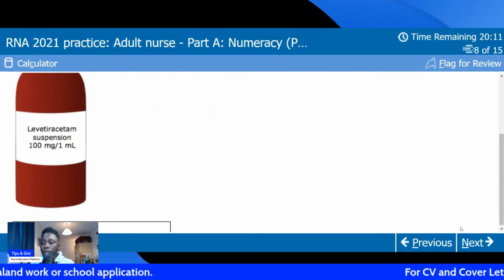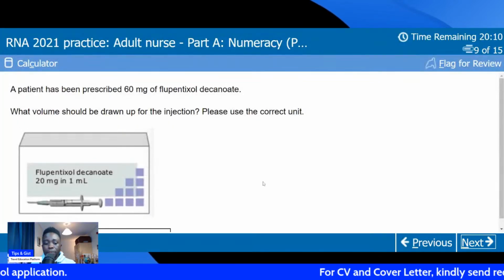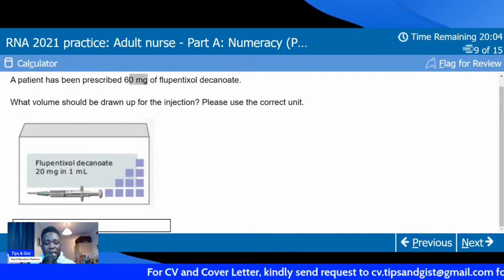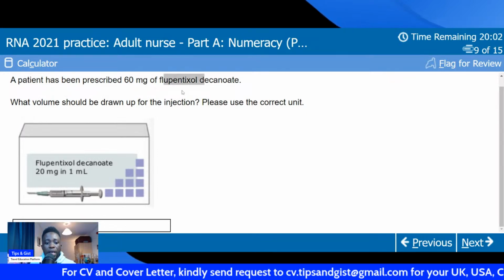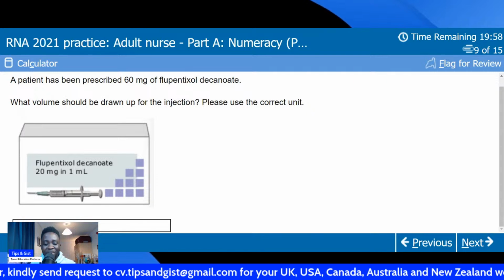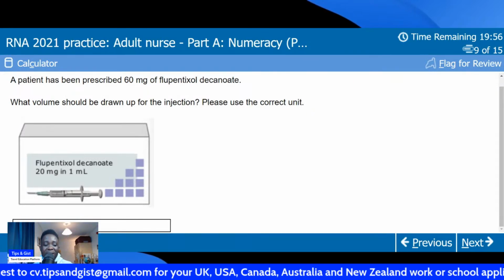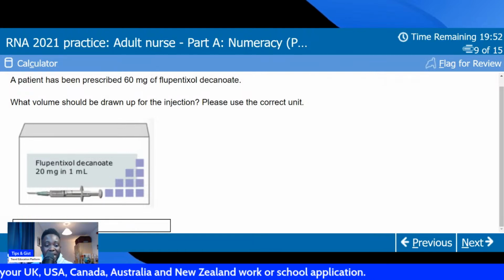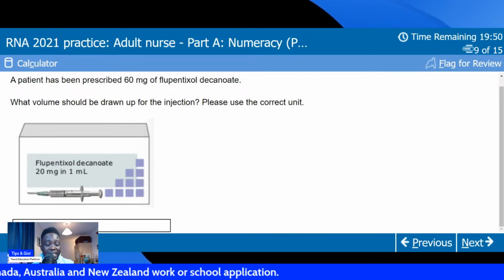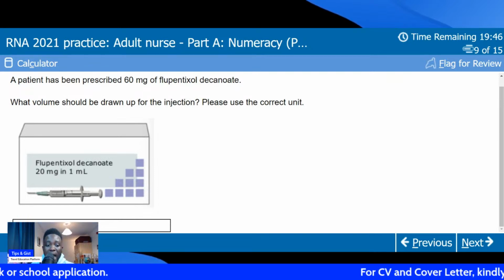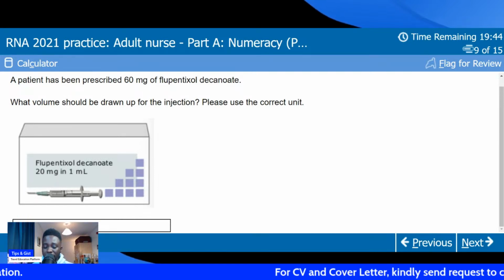All right. Question number 9. A patient has been prescribed 60 milligram of flupentixol decanoate. Most of the time, you don't even need to know that drug. Just look at the dosage. You are supposed to give 60 milligram. So what volume should be drawn up for the injection?